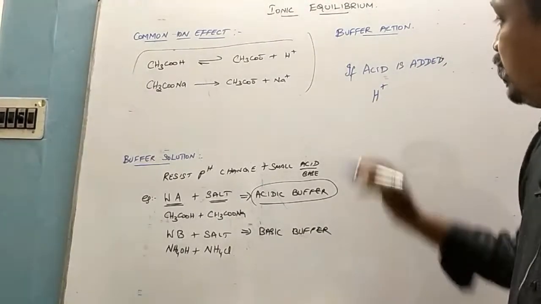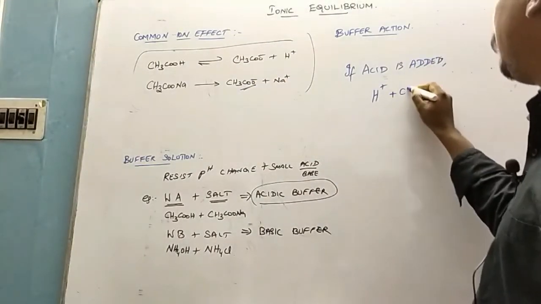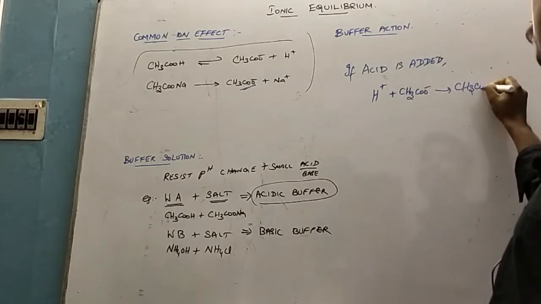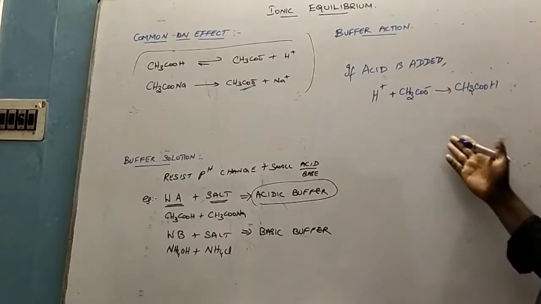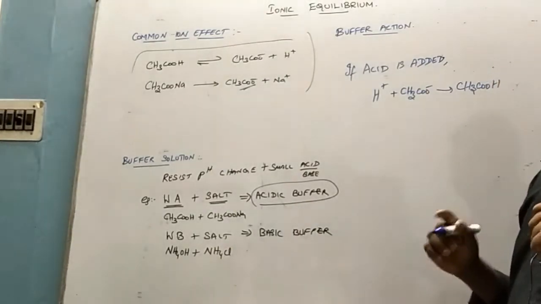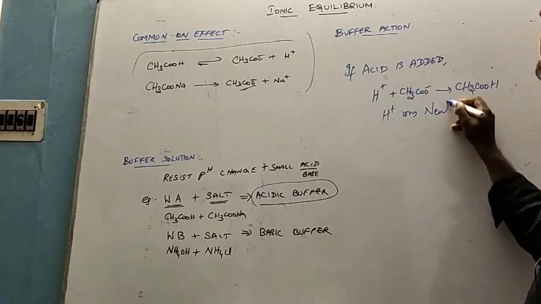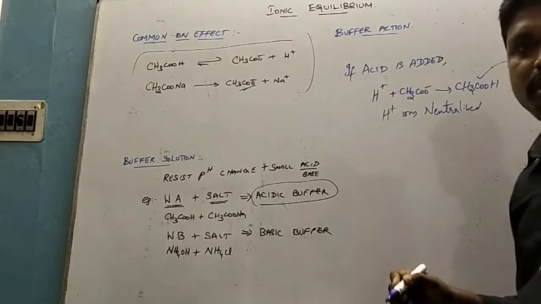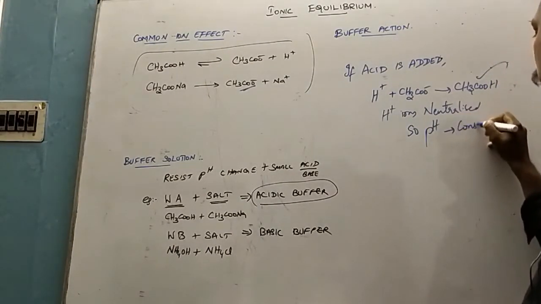Right, very good. These H plus ions combine with acetate ions present in the buffer and form a neutral molecule, neutral acetic acid. So the H plus ions are neutralized, and the pH remains constant. This is the main thing. How is it neutralized? This is the reaction for neutralization. So the pH remains constant. Very good.